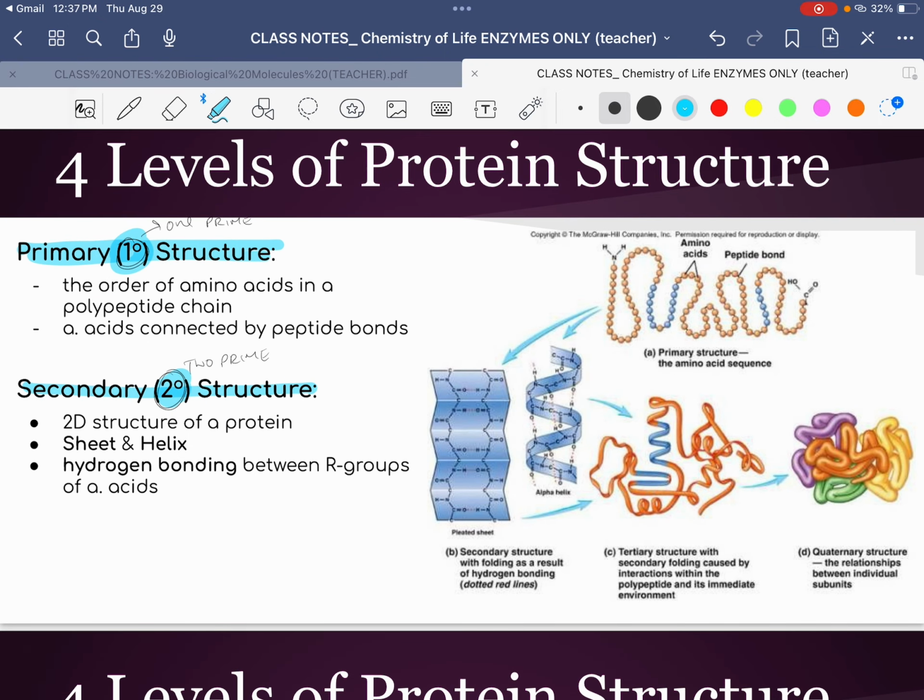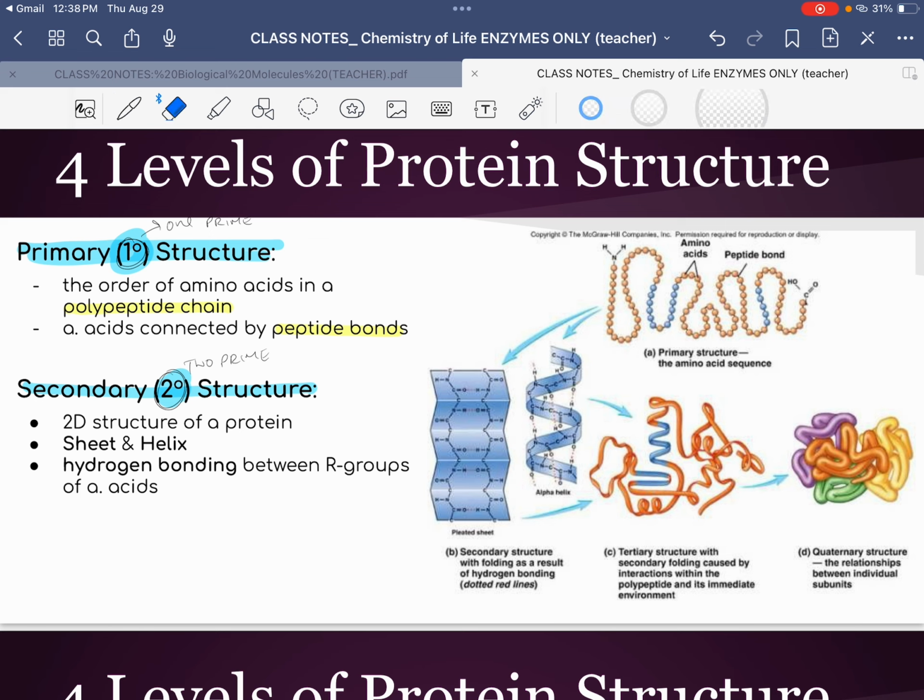So the primary structure of a protein is just the polypeptide chain. Okay, so what it is, it's the order of the amino acids. What's connecting them is the peptide bonds, okay, and the sequence of amino acids is the primary structure. I often think of this as one dimension. It's not really, but close enough.